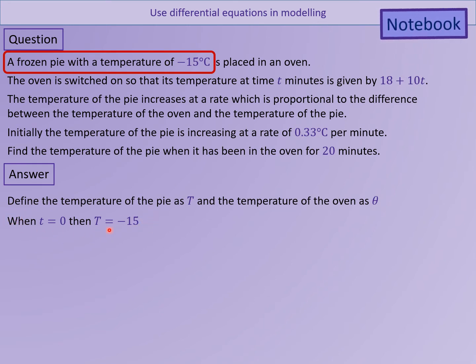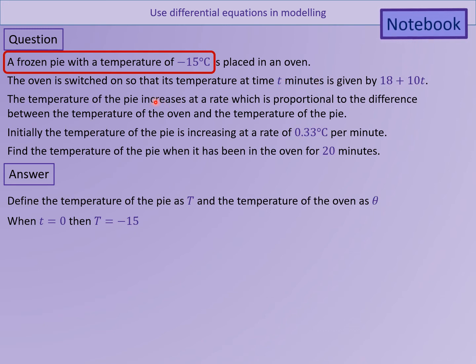I'm probably going to use that later on to find a particular solution, but I'm just making a note of it. Okay, so that's our first line done. What about the second line? The oven is switched on so that its temperature at time t minutes is given by 18 plus 10t.